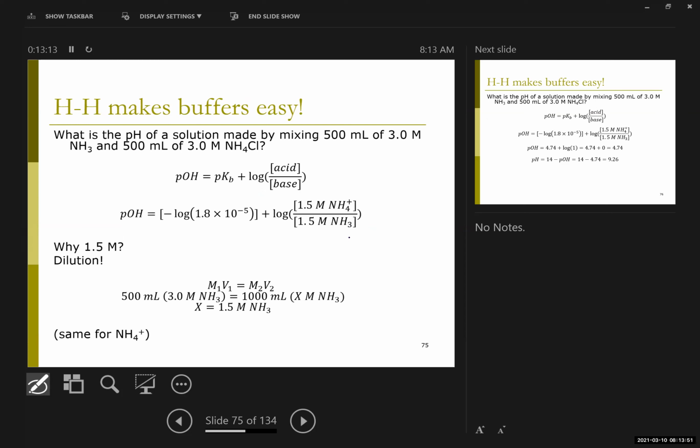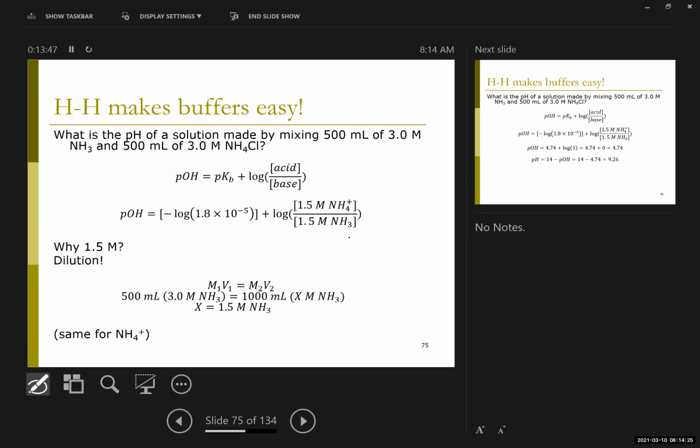And so in this particular case, since it's a base reaction, I can use the base version of Henderson-Hasselbalch, which is that pOH equals pKb plus the log of the acid concentration over the base. The ammonia is, of course, the base. Ammonium is the conjugate acid, or the acid form. The Kb of the ammonia is 1.8 times 10 to the minus 5. So again, the pKb is just the negative log of the Kb.